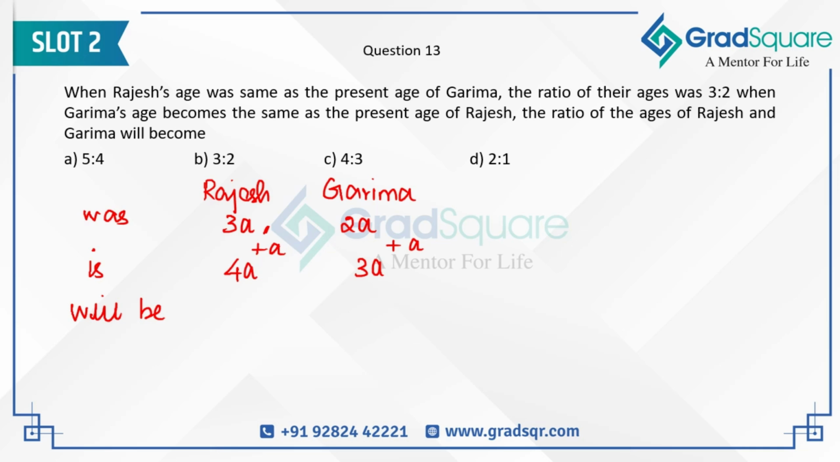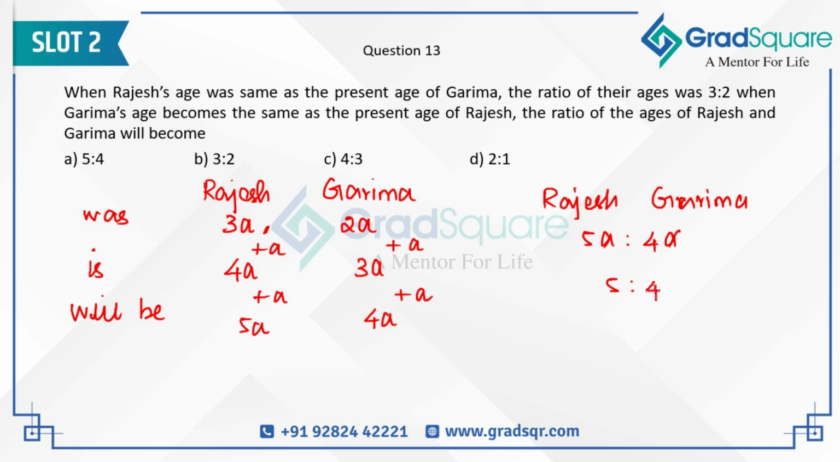And in the next statement, when Garima's age becomes the same as the present age of Rajesh. So the present age of Rajesh is 4a. So when Garima becomes 4a, that means an increment of 1 more a. So the same will be reflected in Rajesh's age. So Rajesh will become 5a. So Rajesh and Garima's ages will become what? 5a and 4a, and the ratio between these two is the question. So a gets cancelled. So 5:4. So that will be the answer for this question, option A.